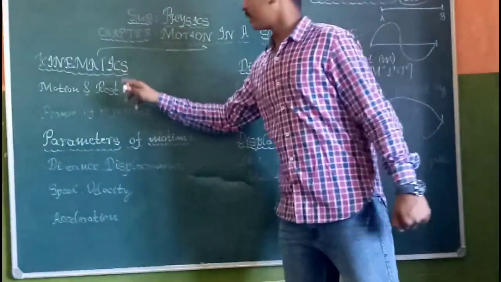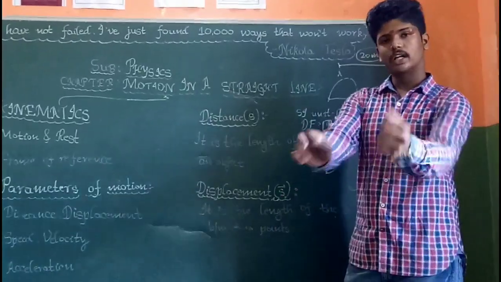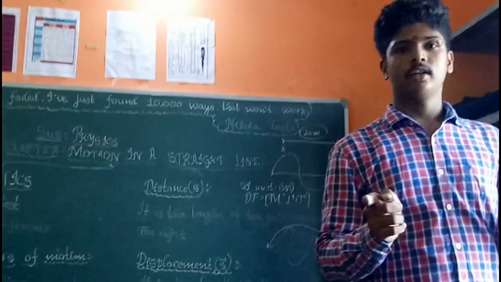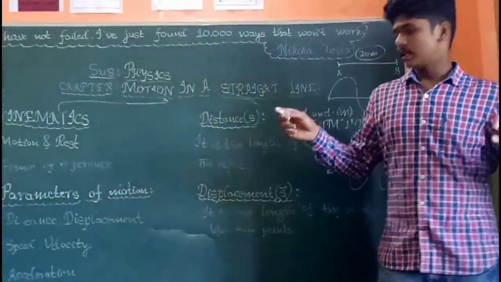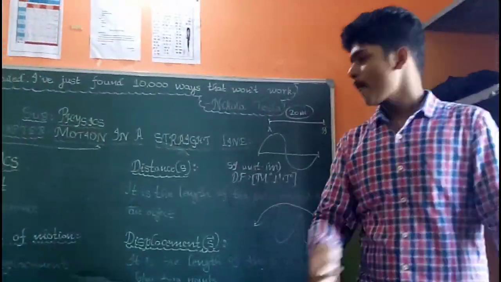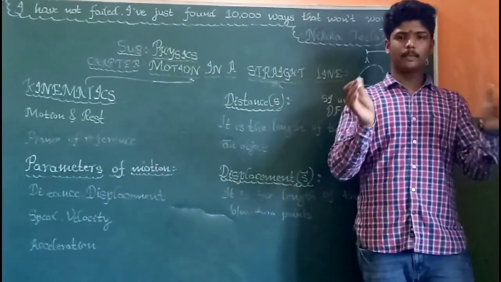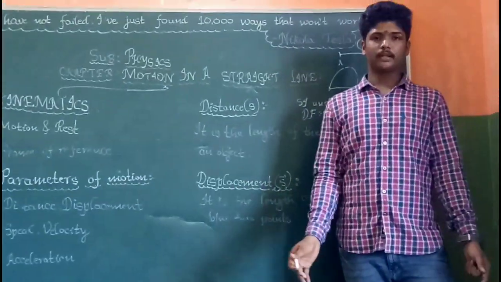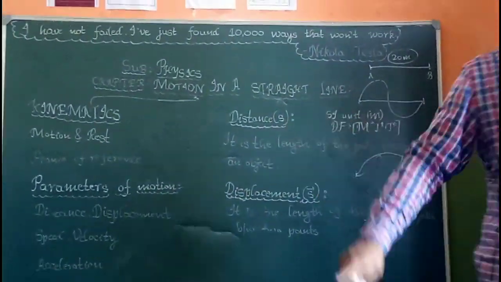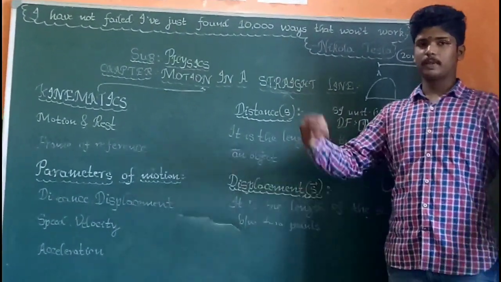As I said, motion and rest are relative terms. What do you mean by relative terms? Consider an observer standing there and I am walking forward. What he thinks is that I am moving in the forward direction. Now consider that he is also moving along with me in the same direction with the same speed. See, he is moving along with me. So what I see is that I am at rest with respect to him.